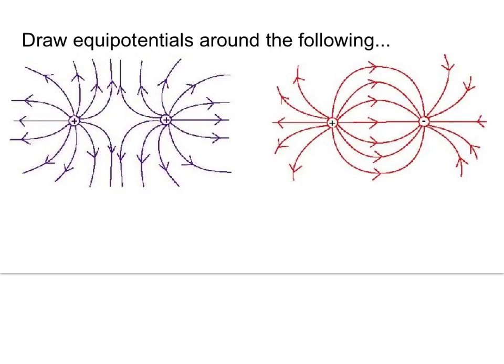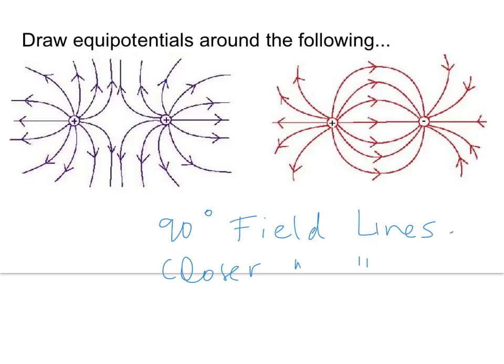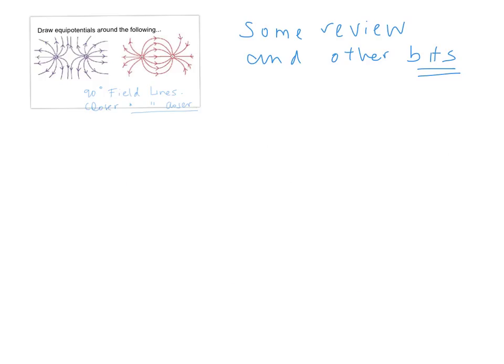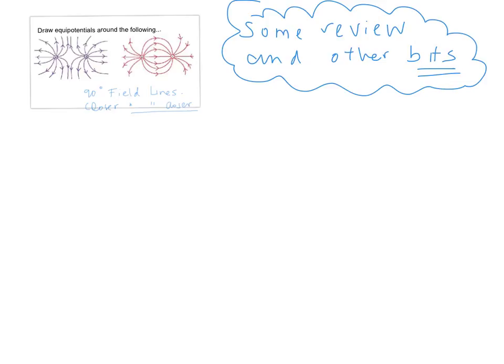Have a go at trying to draw equipotential lines around the following. Remember, they're always at 90 degrees to the field lines, and they get closer where the field lines are closer. Remember, closer field lines show stronger field strength. So now might be a good time to review what we've got so far and look at some other bits and compare with gravitational fields.